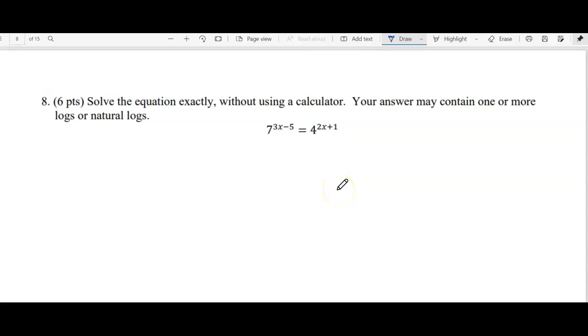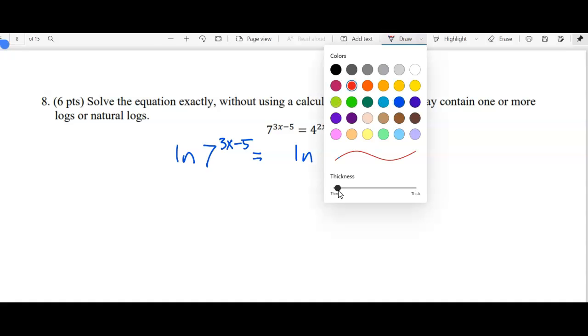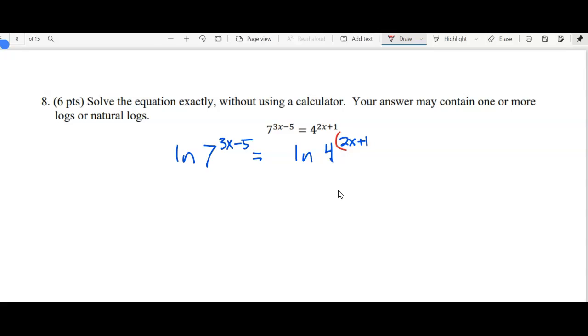So what we're going to do is take log of both sides. I'll do natural log. You could use common log as well. In fact, you could use a log base 7 or log base 4 and then use the change of base formula to simplify in a different approach. But what this allows us to do, having this log, is to bring this exponent out in front.